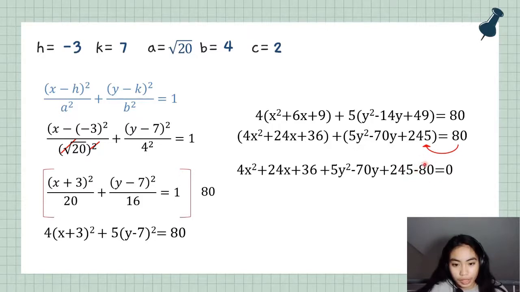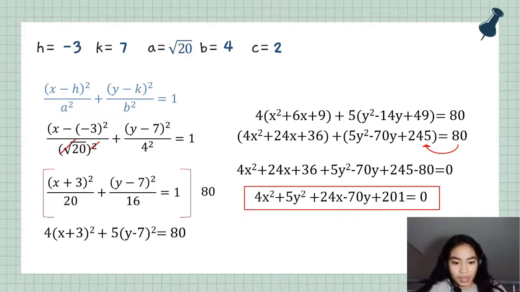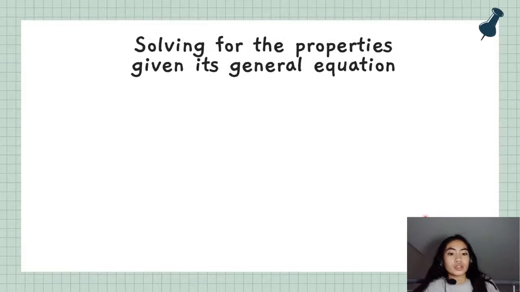So we transfer that 80 to the other side. And then combine all like terms and simplify. And this will be our final answer. So now let's compute for the properties given its general equation.